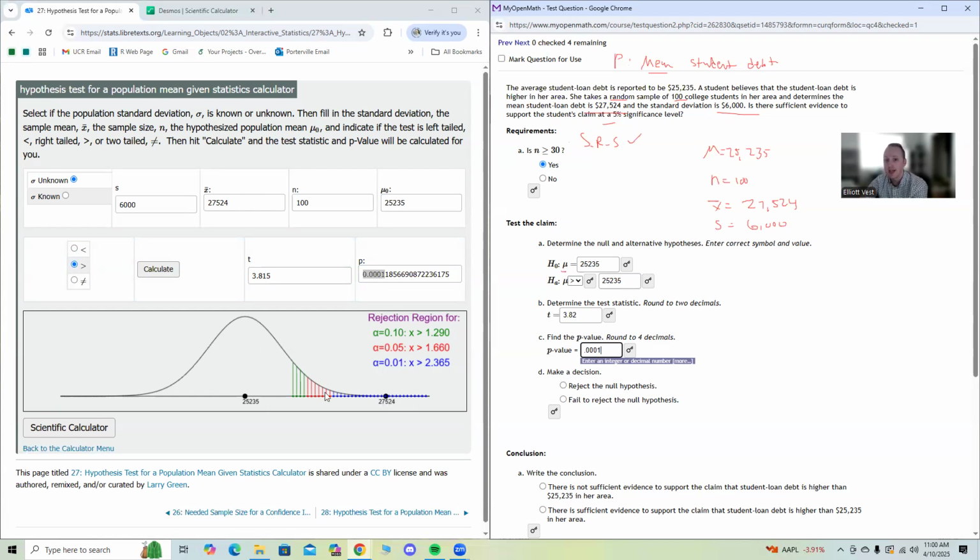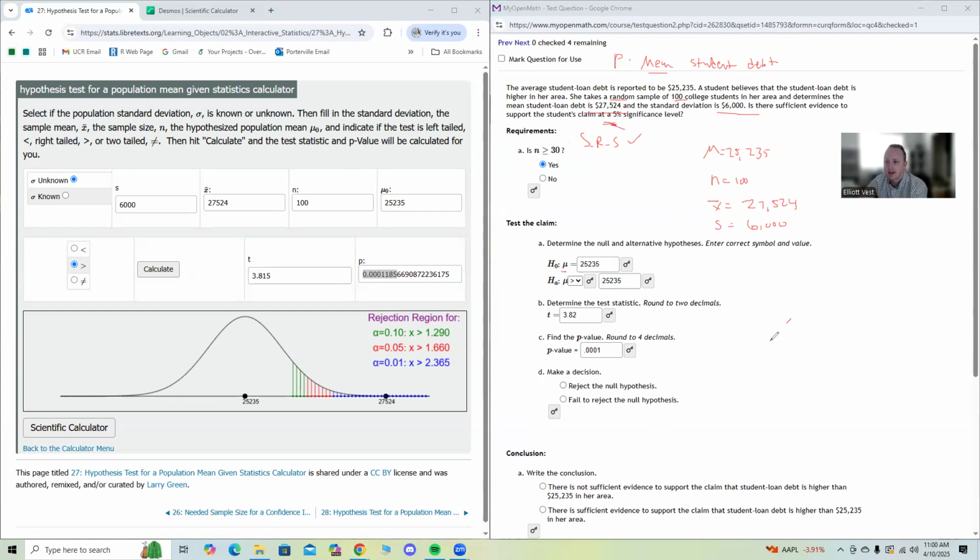Our statistic is so far away from the assumed normal that we're in what we call the rejection region. This shaded region here is the rejection region for 10% significance. The red stuff is the rejection region for 5%, and this blue stuff is the rejection region for 1% significance. So we're already in the rejection region for everything. But let's actually compare the p-value, which we said is 0.0001, to the significance level.